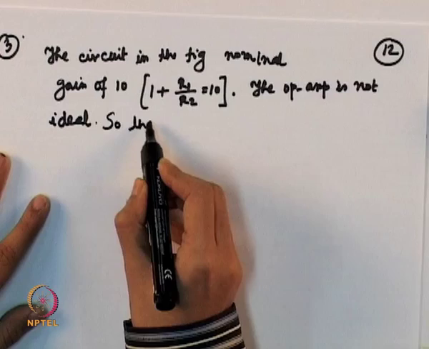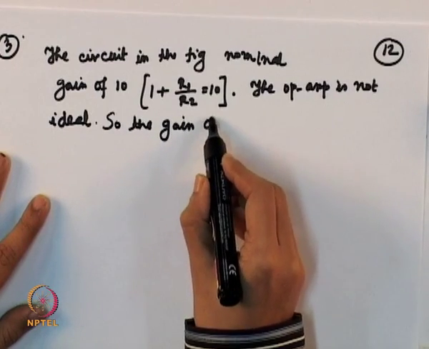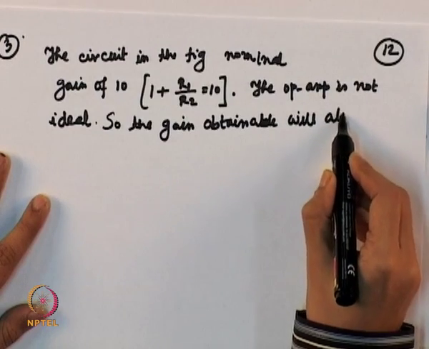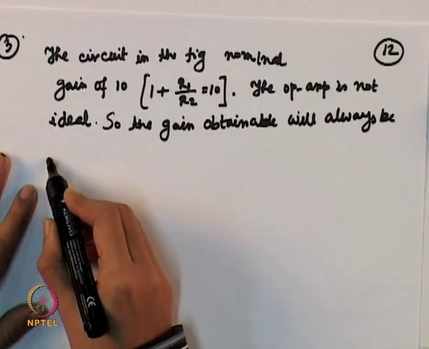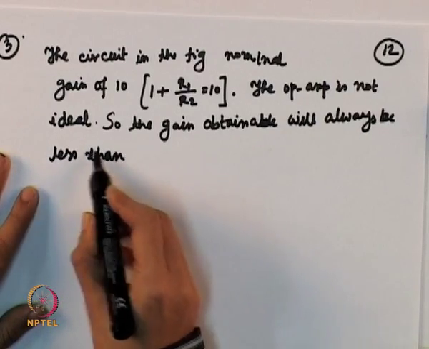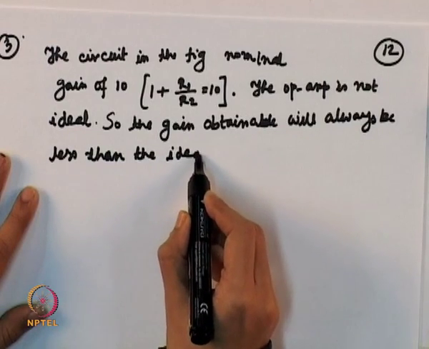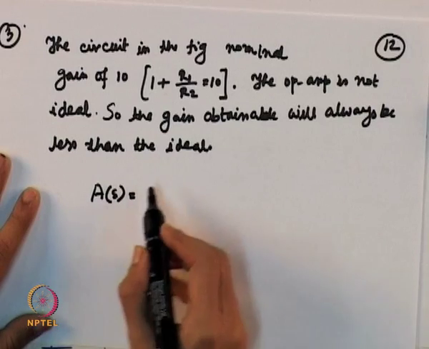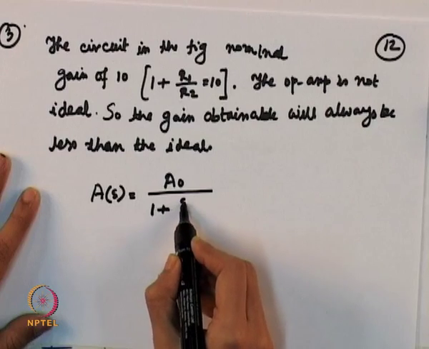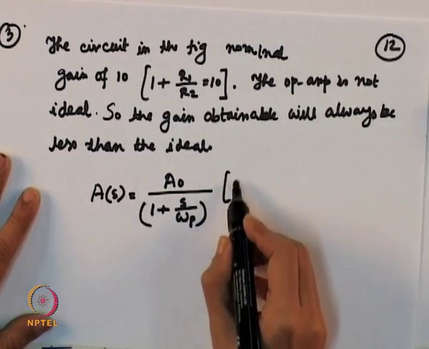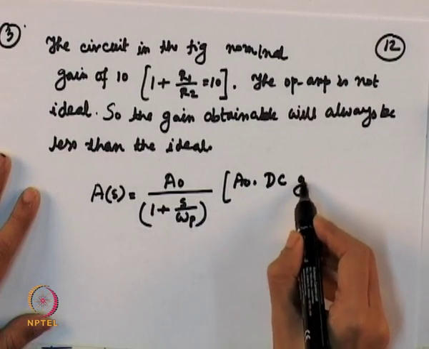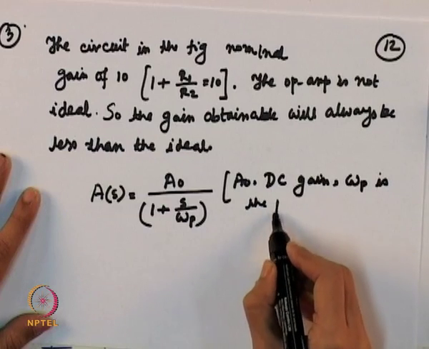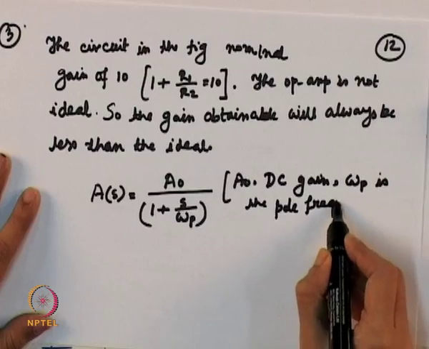So, the gain obtainable will always be less than the ideal, and we have been given the transfer function of the op amp is A naught by 1 plus S by omega p, and we know that A0 is the DC gain of the op amp and omega p is the pole frequency.